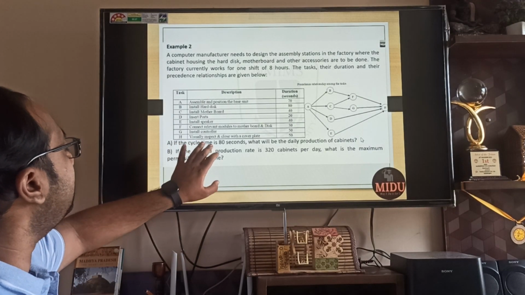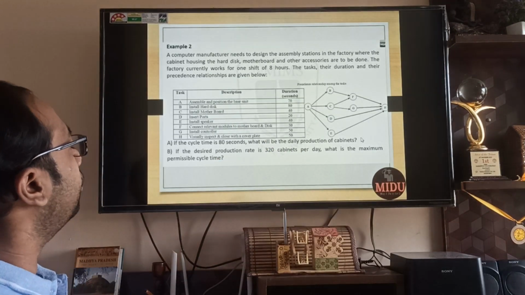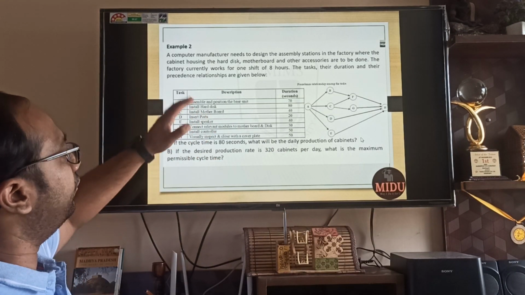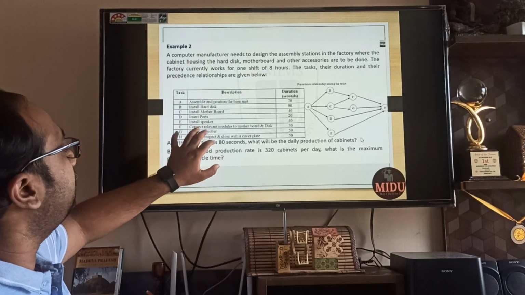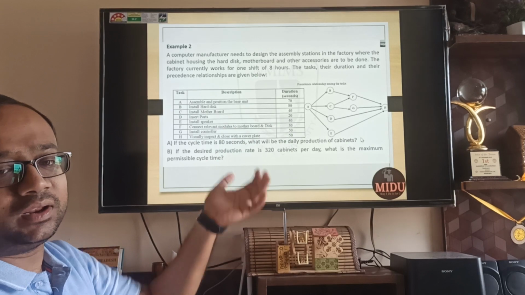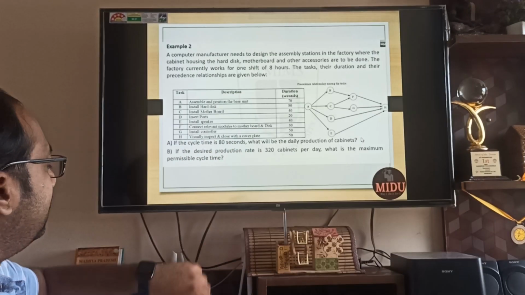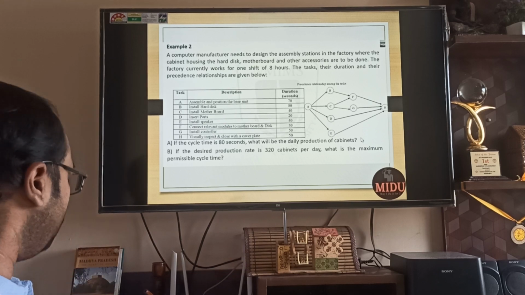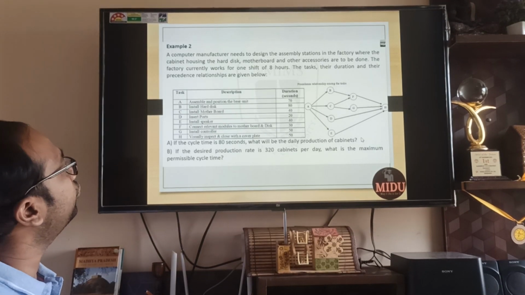Another data point is given. First it is saying the cycle time is 80 seconds. How many cabinets can you make daily? Very simple, we will go to the calculation later on. The total time of the shift is given, the time for one is given, so total divided by time for one. Second, the desired production: you want to make 320 cabinets, so how many units are basically required. Now let us see the solution.